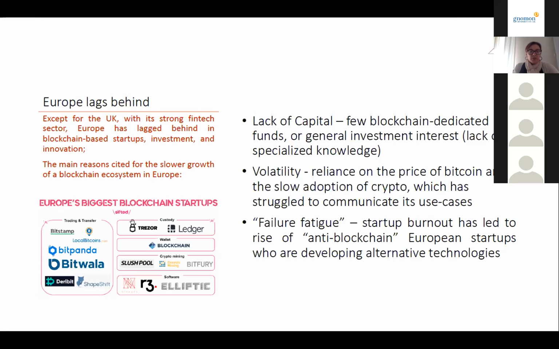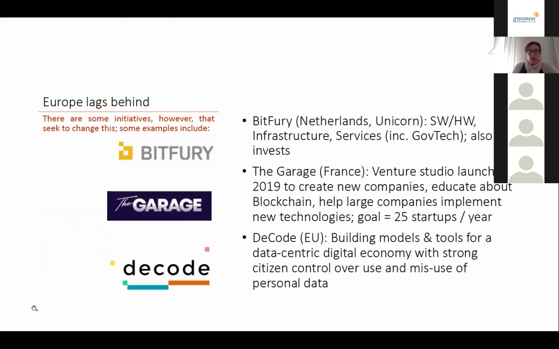Down here, you can see a graph showing some of the biggest blockchain startups in Europe. And surprise, surprise, most of them are in crypto or fintech on a slightly larger scale. Okay, there are many initiatives, but I just thought I'd name 3 right here, or institutions that are actually helping to bring Europe up a little bit more.